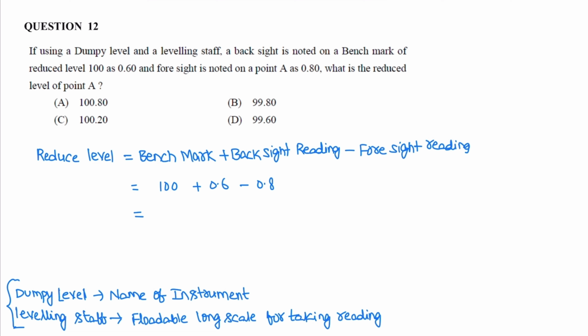Now the reduced level is generally given as benchmark plus backsight reading minus foresight reading. Here the benchmark is 100 and the backsight reading is 0.6. The foresight reading is mentioned as 0.8. So on calculation, its value is 99.80.